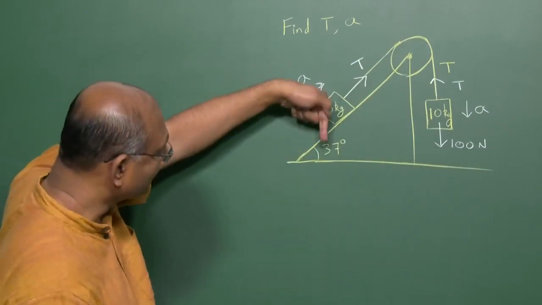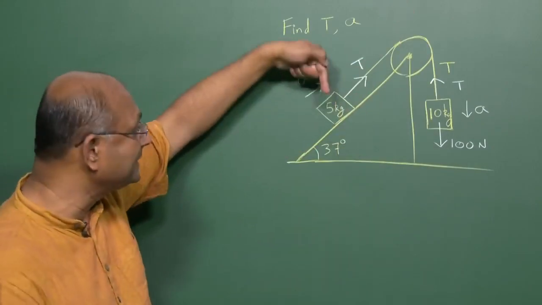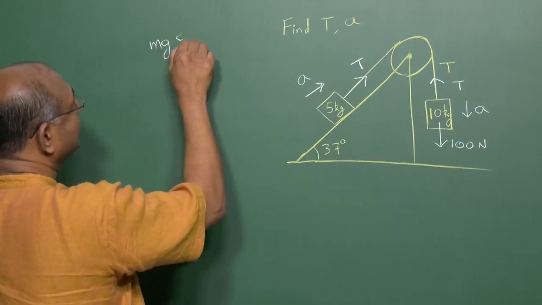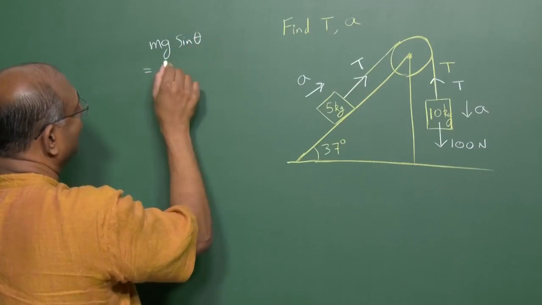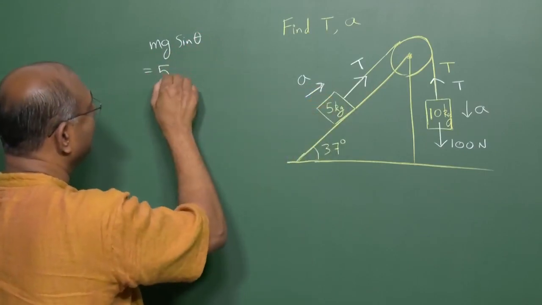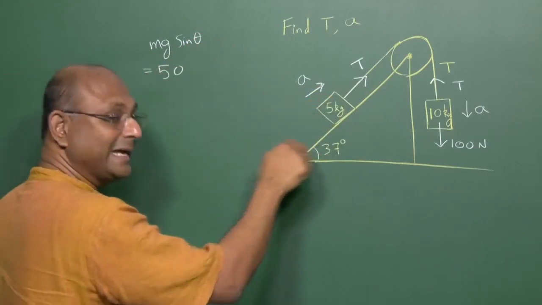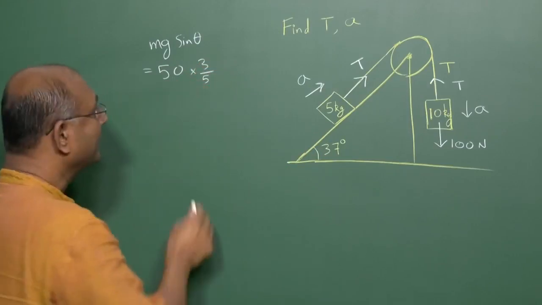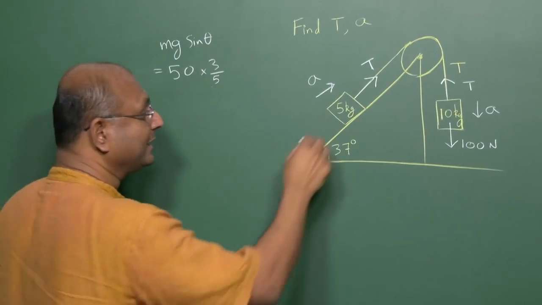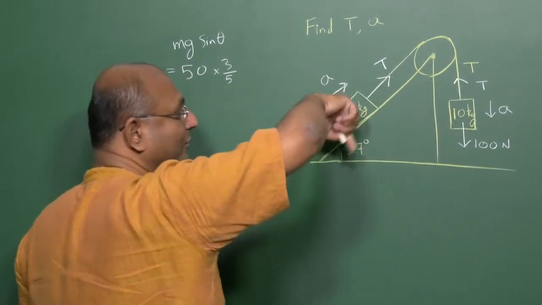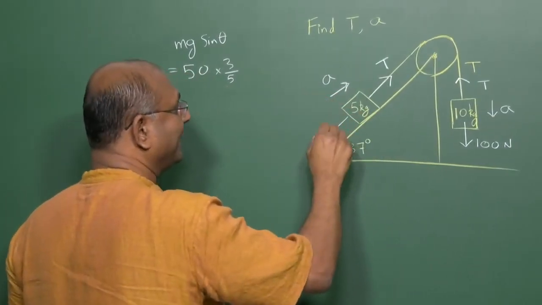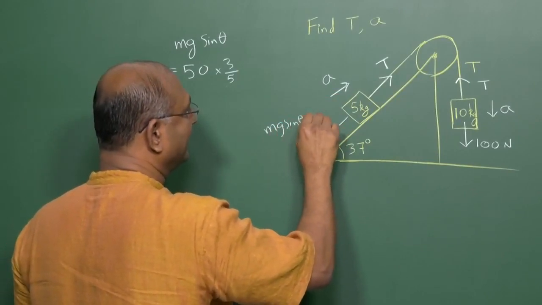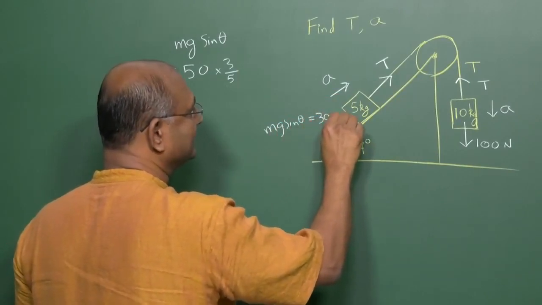Now you look at this force. What is this force? 50, right? mg is 50. So mg, I want sine theta, but mg is going to be 50, 5 into 10, into sine 37. Sine 37 is 3 by 5. And so therefore you're going to get 30. So instead of writing 50 and then doing the resolution, I will write mg sine theta, this is 30 newtons.